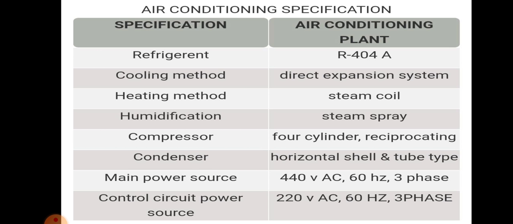For the air conditioning system, the specification is: refrigerant is R404A, cooling method is direct expansion system, heating method is steam coil, humidification is steam spray, compressor is 4 cylinder reciprocating, condenser is horizontal shell and tube. Main power source is 440 volt AC, 60 Hz 3 phase, control circuit power source is 220 volt AC, 60 Hz 3 phase.